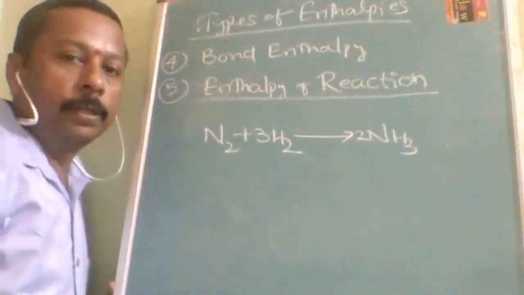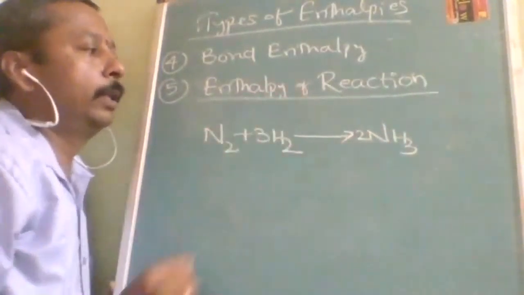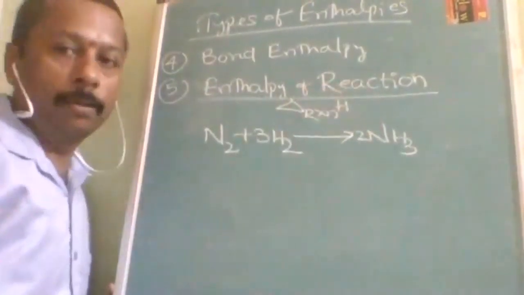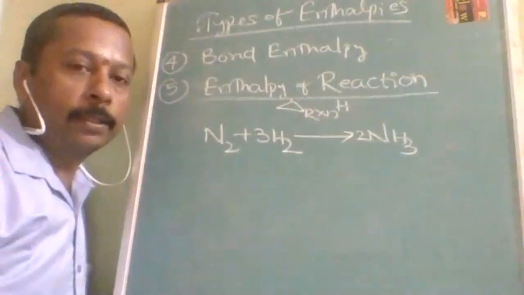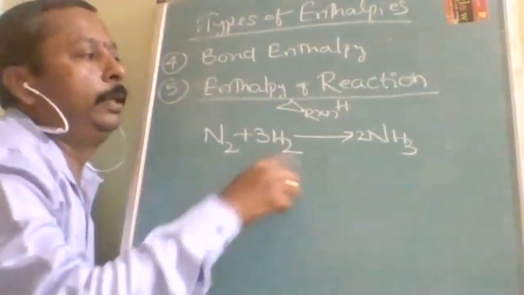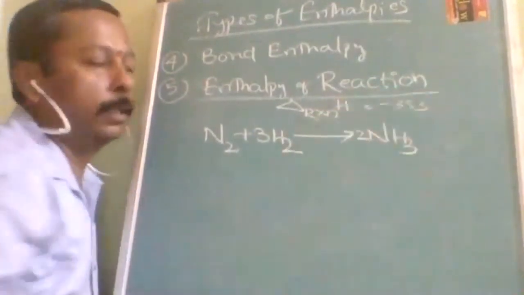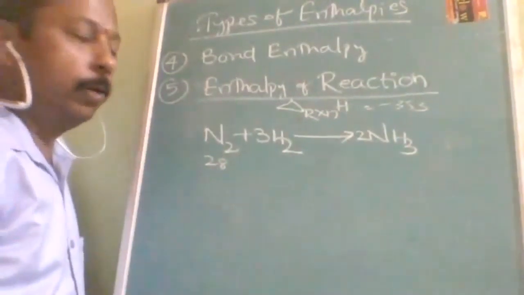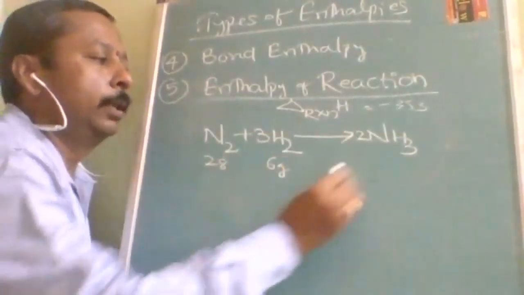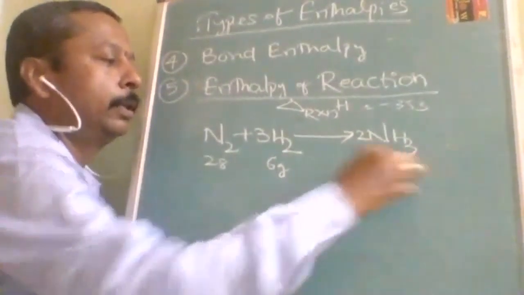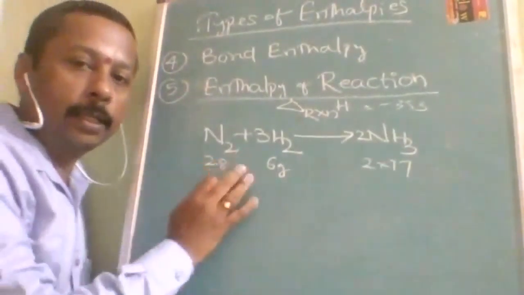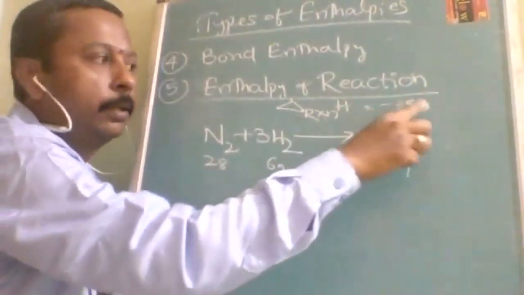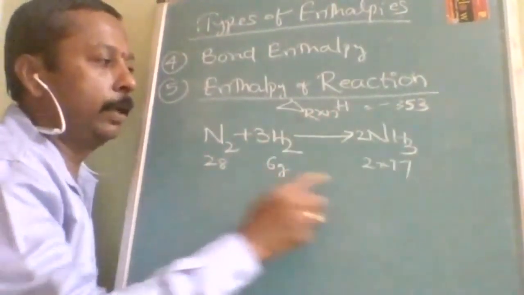Balanced chemical equation. If I am talking about the enthalpy of reaction, it is denoted with delta H reaction. Suppose the enthalpy of reaction is minus 353. That means when I take 28 grams of nitrogen and allow it to react with 6 grams of hydrogen, which results in the formation of 34 grams of ammonia, during that reaction this much energy is released. Minus says that this much energy is released when I make this reaction possible.